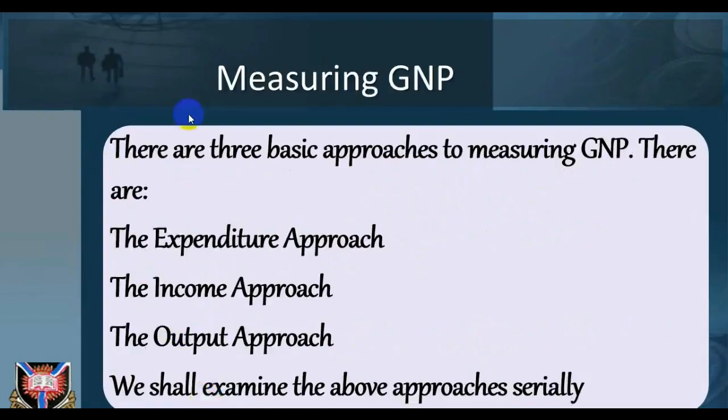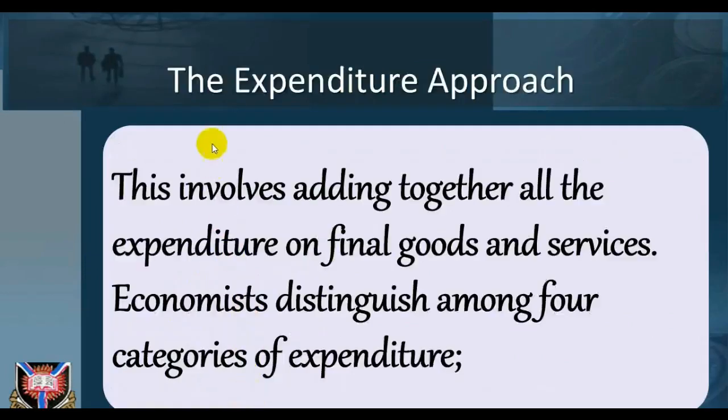Measuring GNP. There are three basic approaches to measuring GNP. They are: 1. Expenditure approach, 2. Income approach, 3. Output approach. We shall examine the above approaches serially. The expenditure approach. It involves adding together all the expenditure on final goods and services.